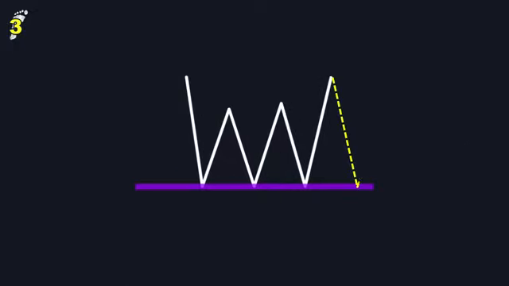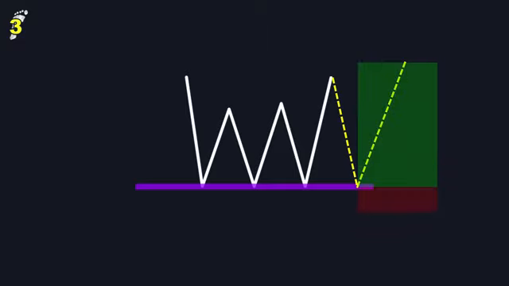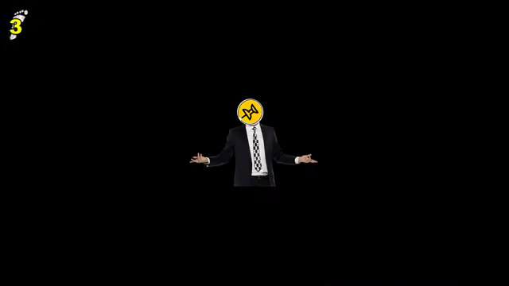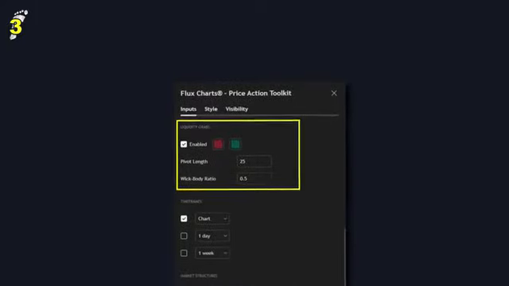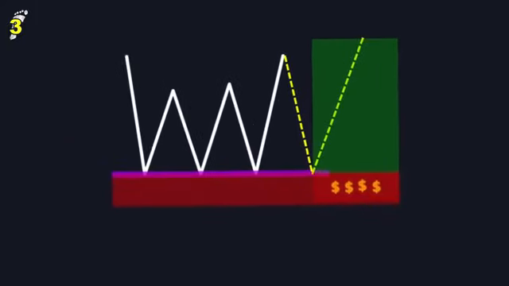When a level looks too obvious for a bounce, retail traders will enter positions there and place their stop losses just beyond it. This creates a concentration of liquidity that institutions will target. Here's where the Price Action Toolkit becomes invaluable. The liquidity grab feature automatically identifies these areas for us.